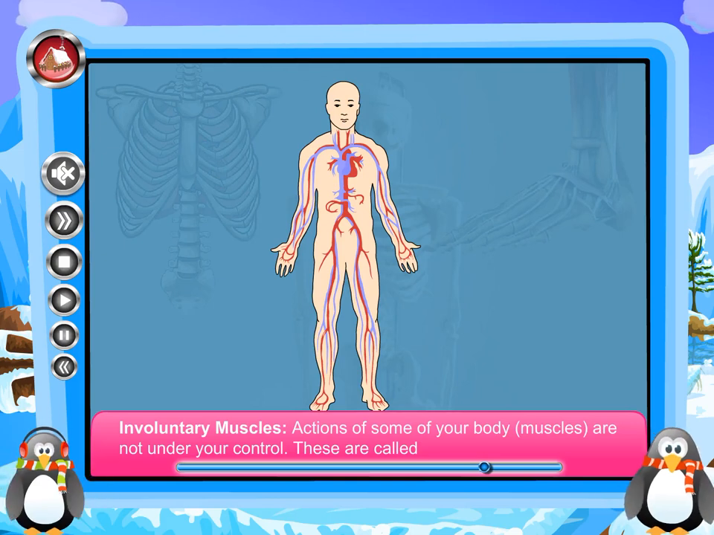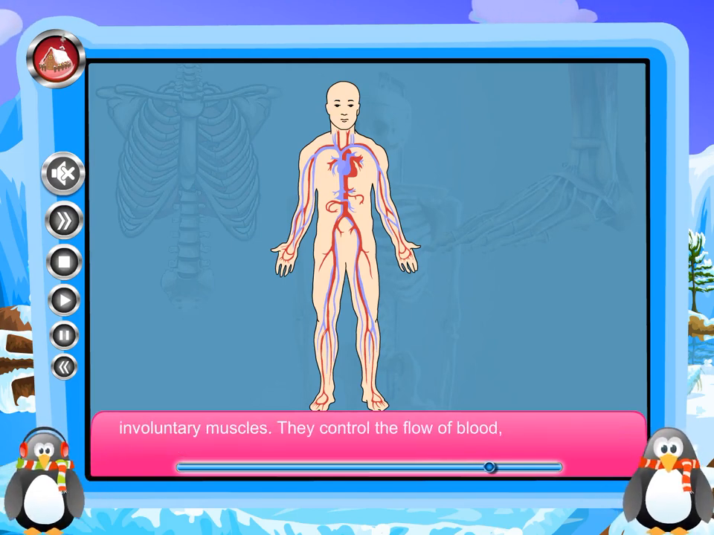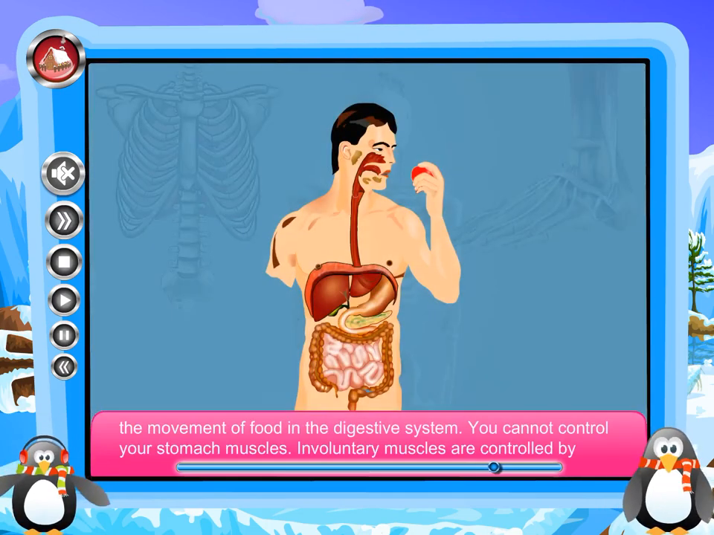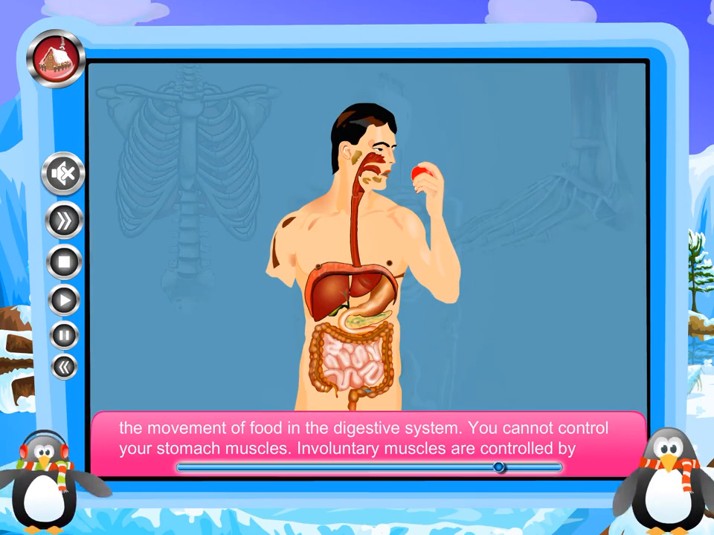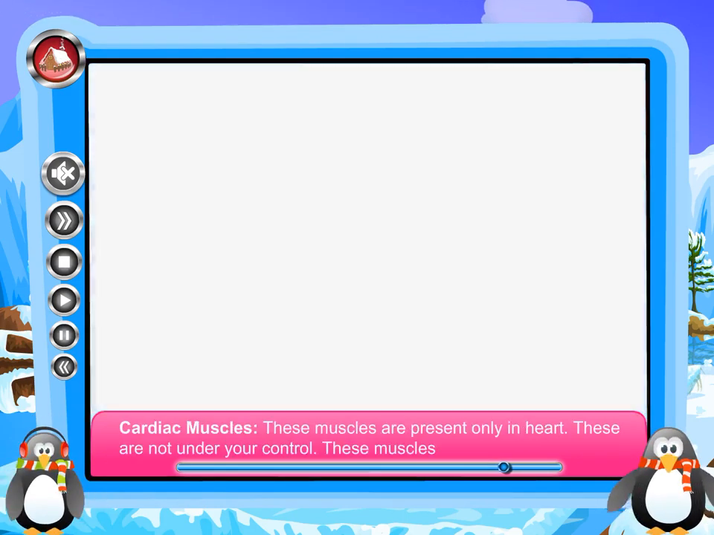Involuntary muscles. Actions of some of your body muscles are not under your control. These are called involuntary muscles. They control the flow of blood, the movement of chest, and the movement of food in the digestive system. You cannot control your stomach muscles. Involuntary muscles are controlled by the brain. Intestine and stomach have involuntary muscles.